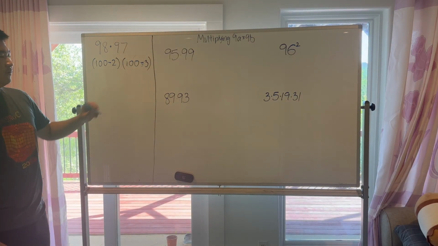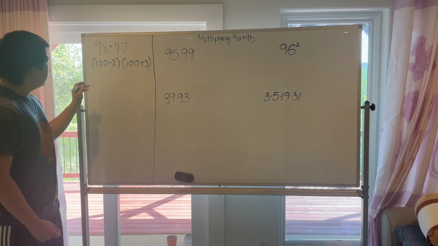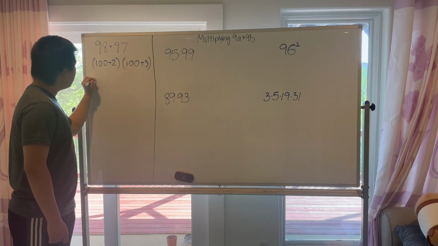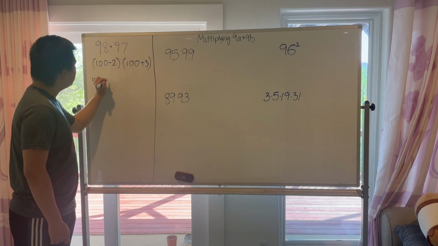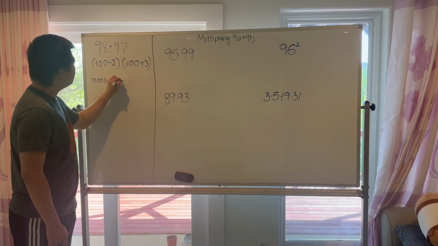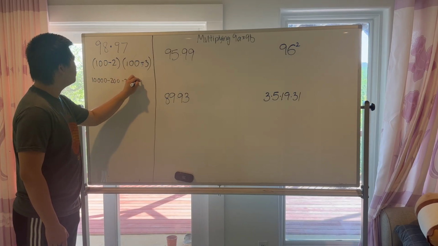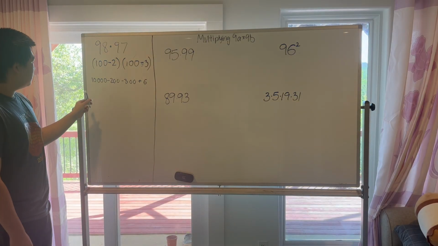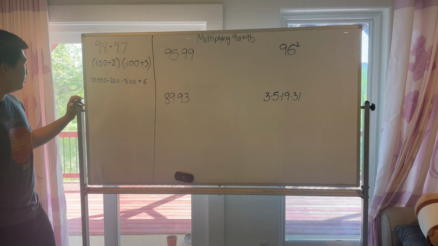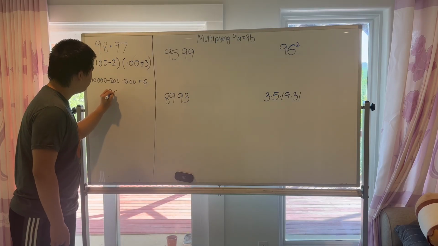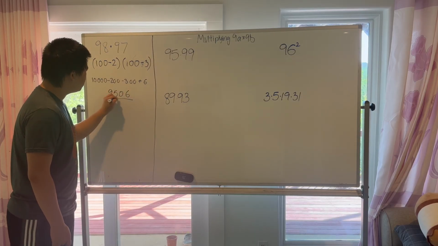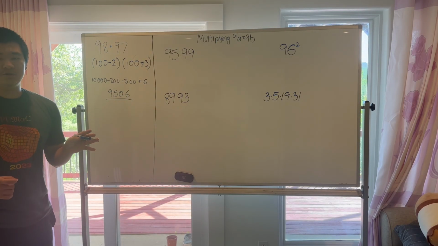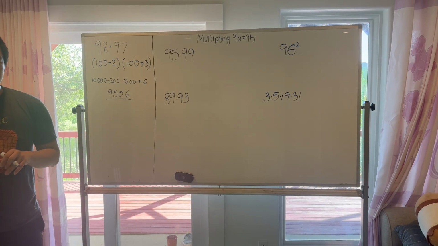So what does that give us then when we FOIL it out? When we FOIL this out, we're going to get 10,000 minus 200 minus 300 plus 6. So then, when we subtract this out, we get 9506.